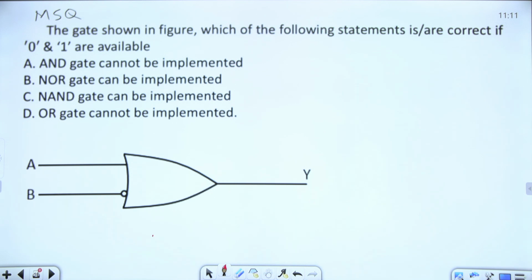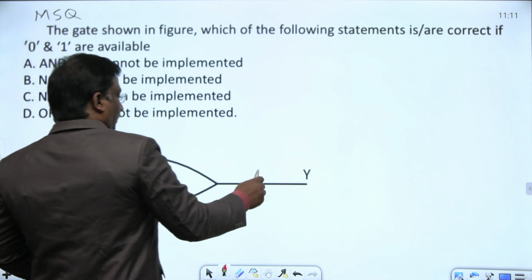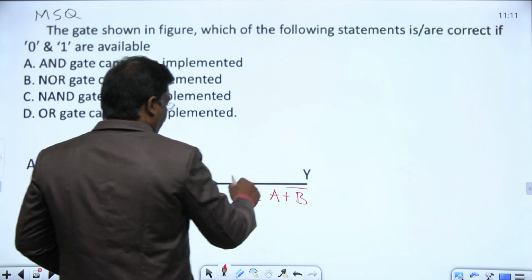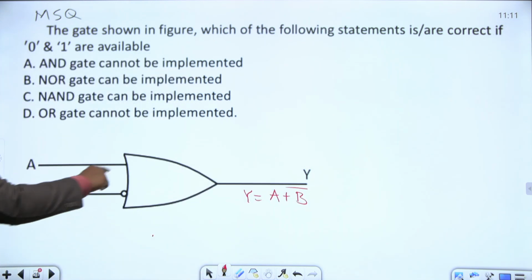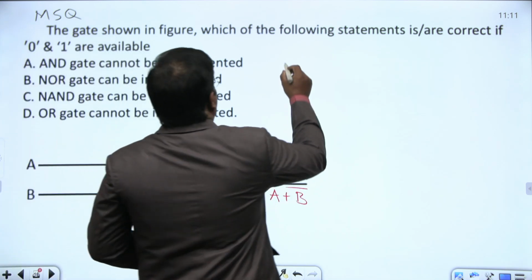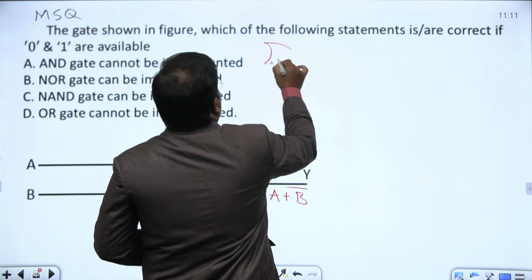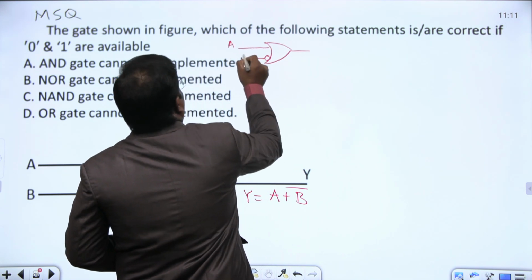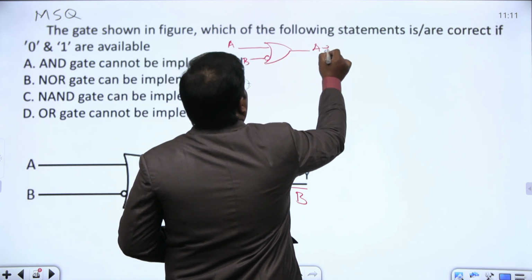Here, by using this gate, see here they have given the gate shown in the figure. This gate's output Y is nothing but A plus B bar, with a bar given on B. Let us check what we can implement by using this gate. What are the things we can implement? For this gate, this is A, this is B, and the output we are getting is A plus B bar.